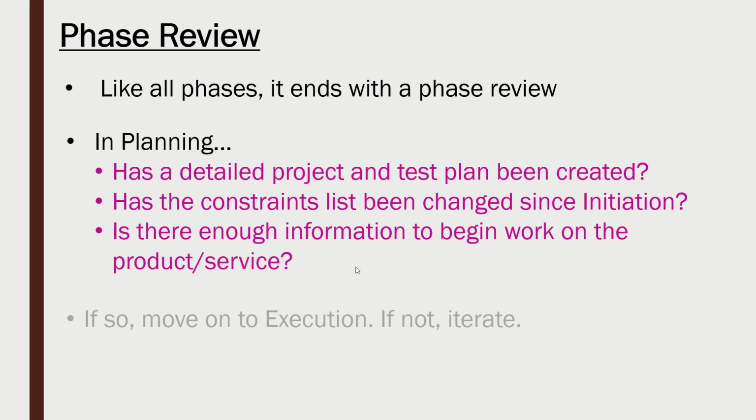And so if this is all fine, if your project phase has gone well, we can move on to the next one, which is execution. If not, we have to go back and repeat a task, and this is called iteration. So our phase review is the last thing we do before moving on to the next phase. We need to make sure everything is perfect before we can move on.